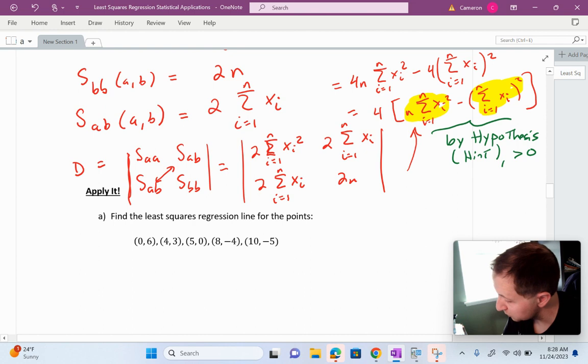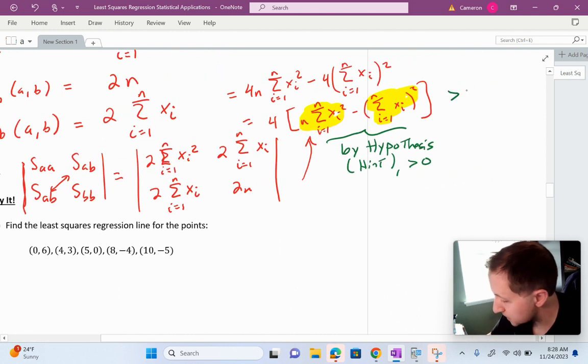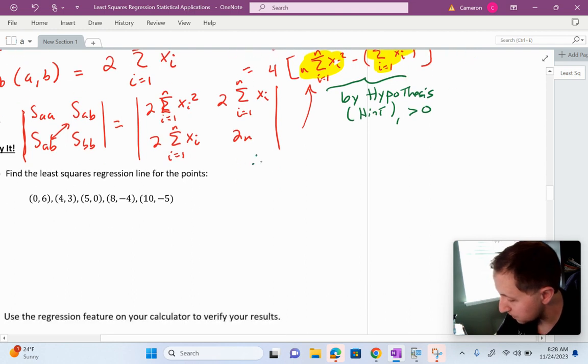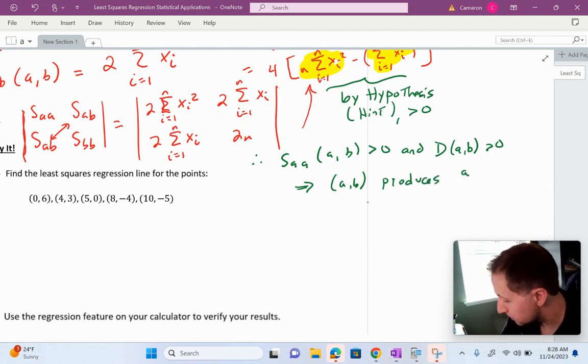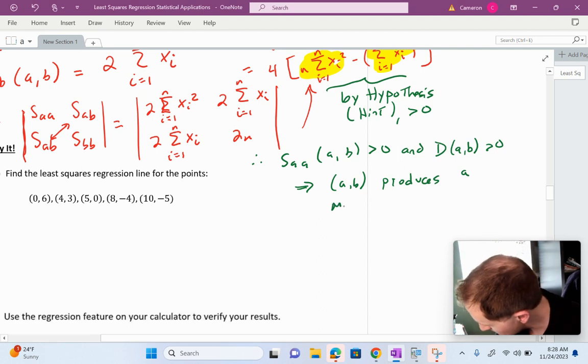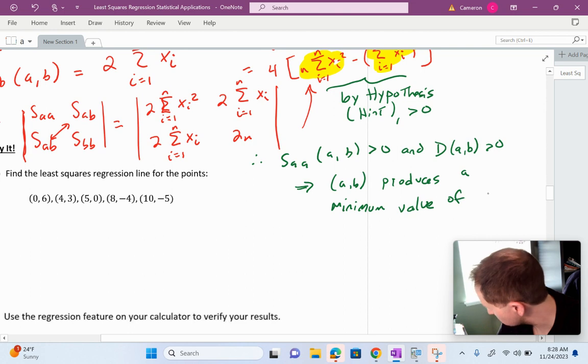And so what we've just proven, therefore, is that this Hessian, this D value, is greater than 0. So to sum up, S sub AA at (a, b) is greater than 0, and the Hessian at (a, b) is greater than 0. So this implies that (a, b) produces a minimum value of our function S, our sum of squared errors.